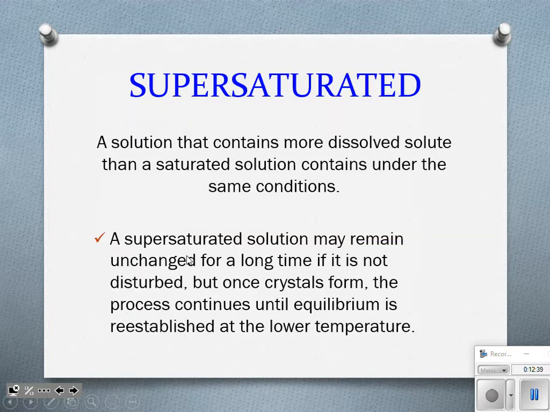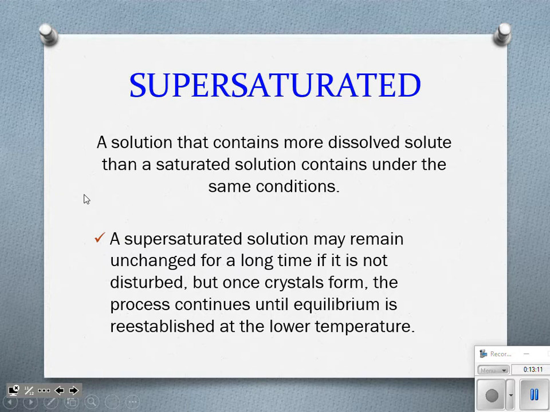Now, a supersaturated solution is a solution that contains more dissolved solute than a saturated solution contains under the same conditions. Now, that might not make sense to you because we said, well, if it's saturated, it contains as much as it possibly can hold. However, now I'm telling you that a supersaturated solution could hold more.